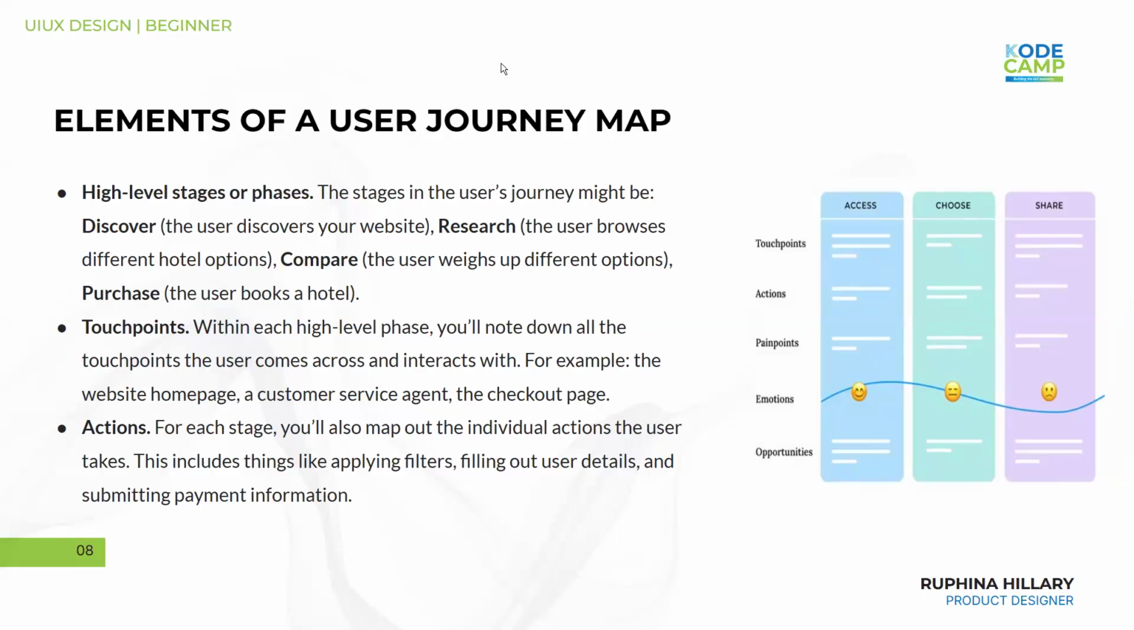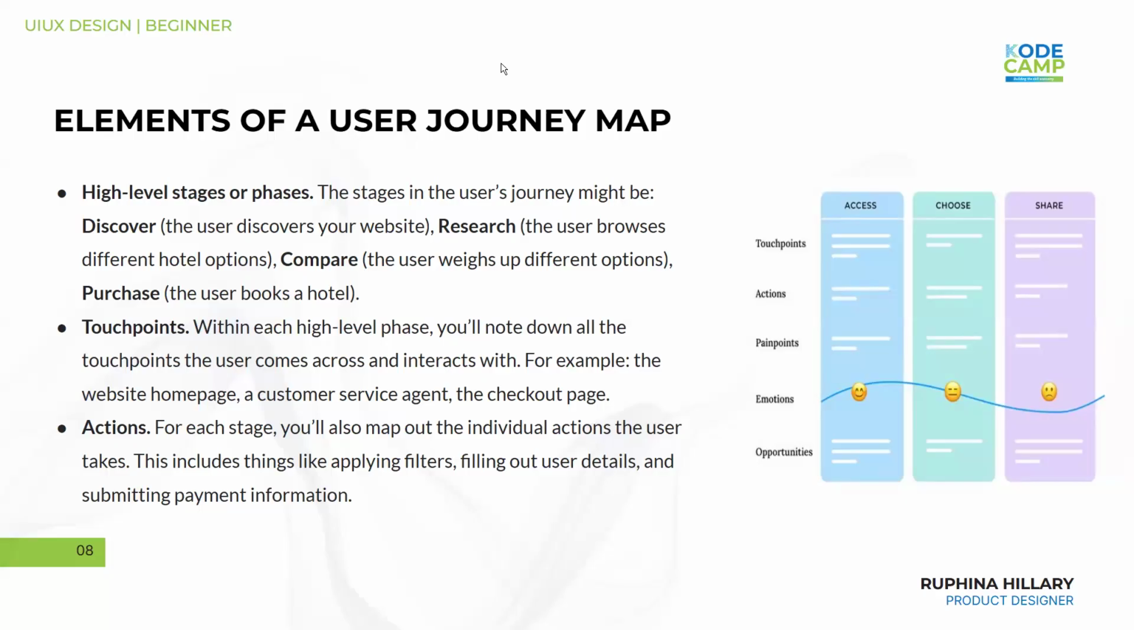For example, the example given here is for a hotel website. Discover is almost similar to awareness, but not really the same thing. Discover is when the user discovers your website. This is a key stage of the user journey. First things first, they are discovering your website. Now, research. They are now in your website and they are researching. They are browsing for different hotel options. So you name this key stage research.